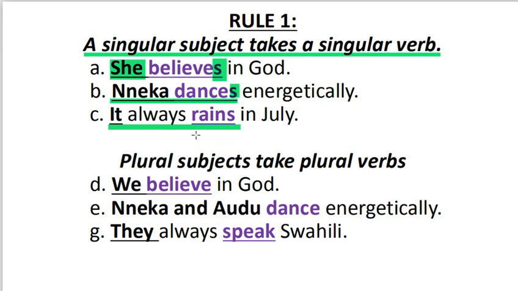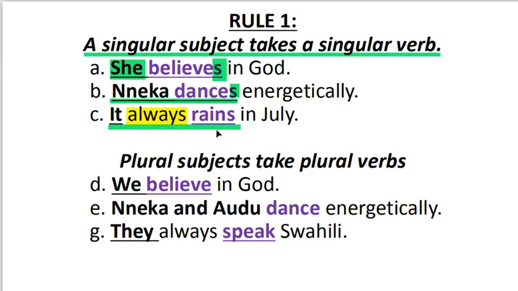In sentence C, it always rains in July. It always rains in July. It is a singular pronoun, the singular subject, so it carries the singular verb rains. Rain with S. It always rains in July. Don't be confused with always. Always is not the verb. Always is just an adverb. We can remove always from the sentence. It rains in July. It is the subject.